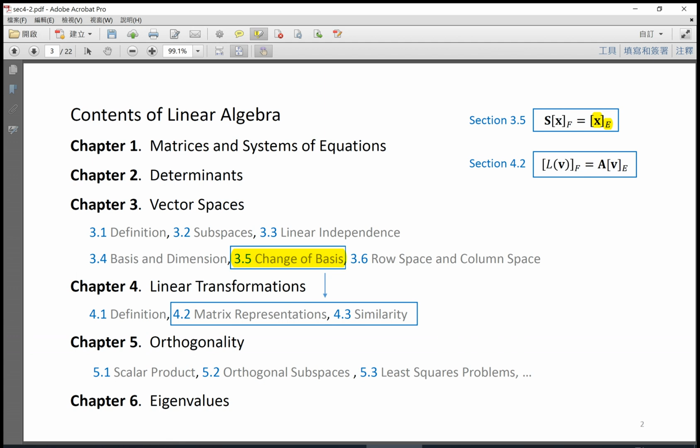In section 3.5, we have learned how to compute the transition matrix for two bases. And the way to compute the transition matrix is very similar to the way to compute the matrix representation for a linear transformation. If you are not familiar with how to compute the transition matrix, I would suggest you to revisit section 3.5.